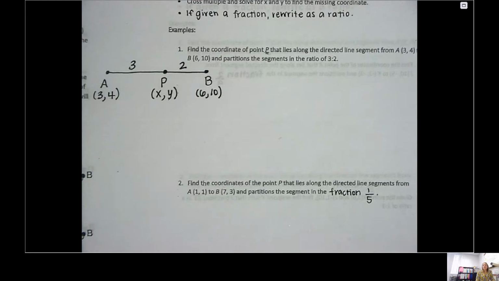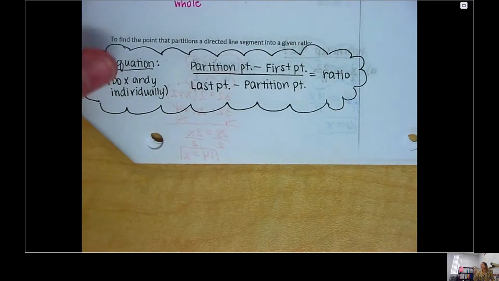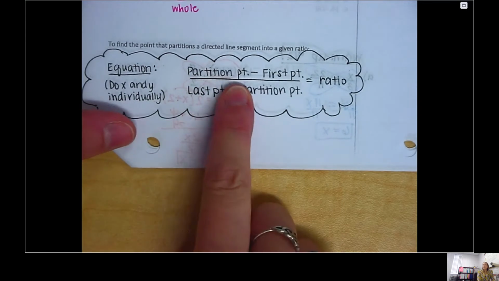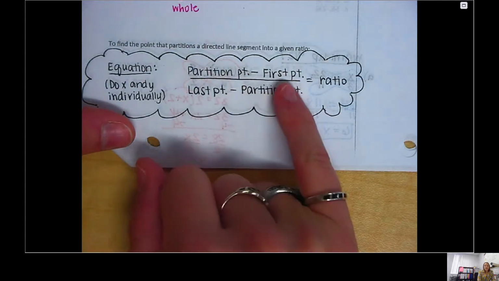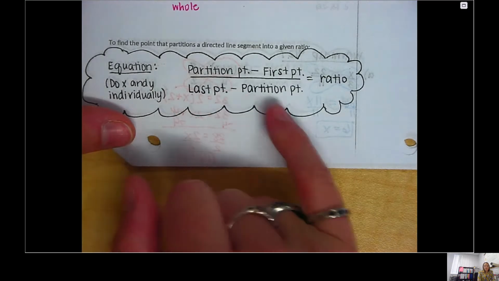Now we're going to make 2 proportions, and here's how we make our proportions. You're going to do your x's and your y's individually. That means you start by just looking at your x's and do the equation, then just look at your y's and do the equation. Here is the formula that we use. We take the partition point and subtract the first point. Then we take the last point and subtract the partition point.